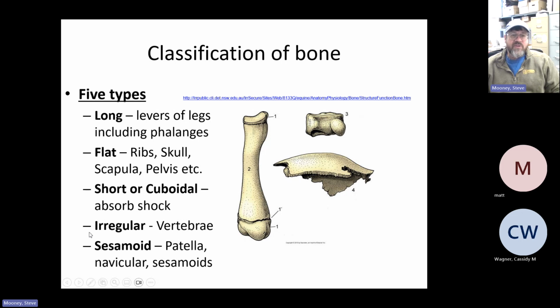We've got the irregular ones that have specific reasons for their shapes, as we talked about with the levers of movement, the vertebrae, and then the sesamoidal bones that are going to help move our bones, muscle and tendons around a joint. So the patella, the kneecap in the back, the navicular or sesamoids, depending on what we're calling where. They're going to help with the mechanical advantage, the lever moving that joint around. So long, flat, short or cuboidal, irregular, or sesamoid bones.